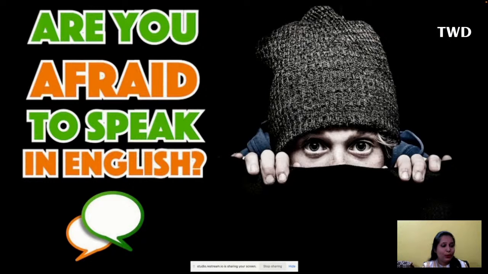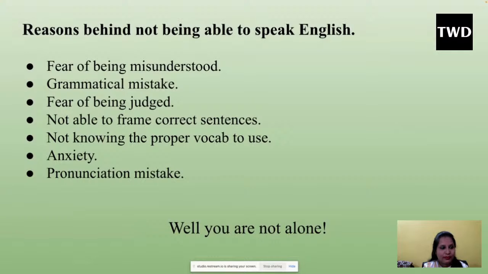Next, we are moving on to why people are scared of this language. There might be various reasons. People, can you write in chat why you are scared of this language? If you are scared, why are you scared? Here, I have got some reasons which I have come to know from various people and from my students. Yes, reasons behind not being able to speak in English.